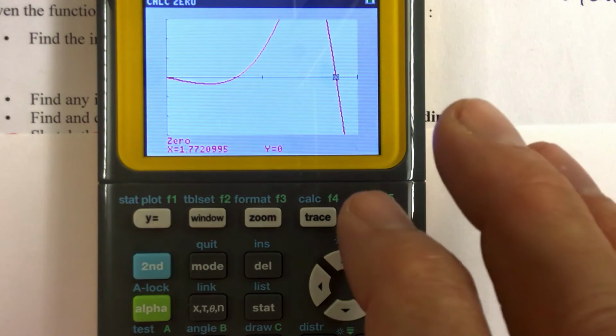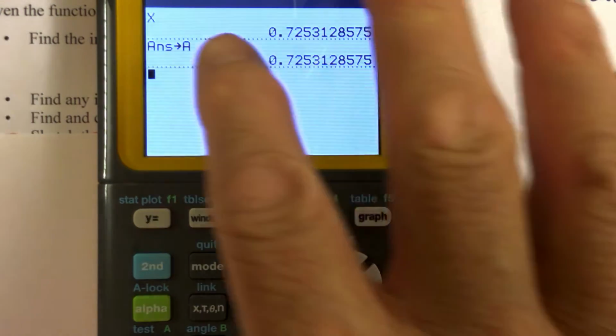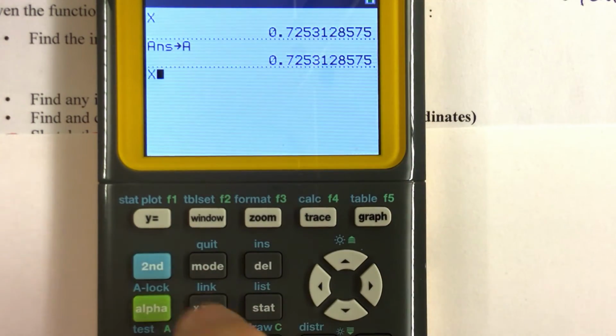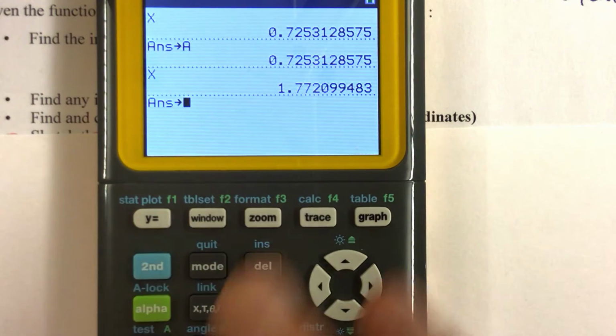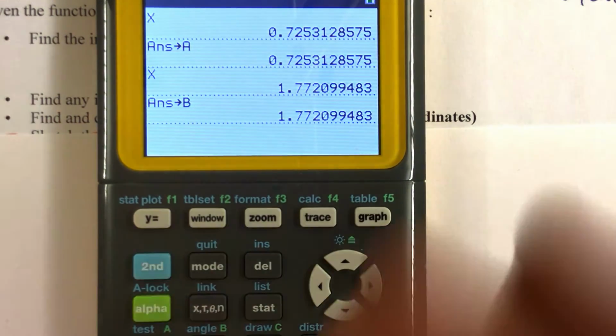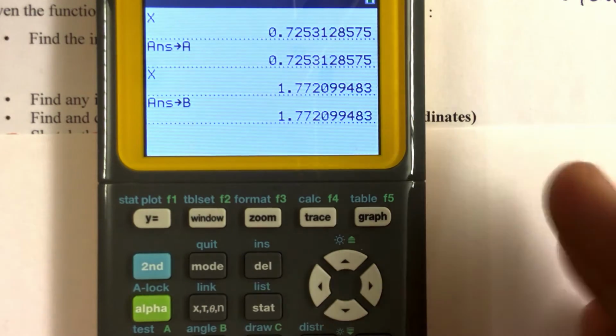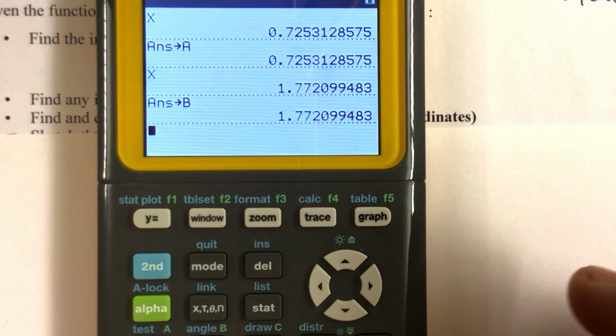All right, so now I've got that. I'm going to do the same thing that I did with the first x-intercept, and I'm going to clear the screen, back out, hit x, enter, and now we have a new x in there. I'm going to store that in alpha B, enter. Because I'm going to use those values later on, I want to have them stored. It doesn't take that long to store those values.